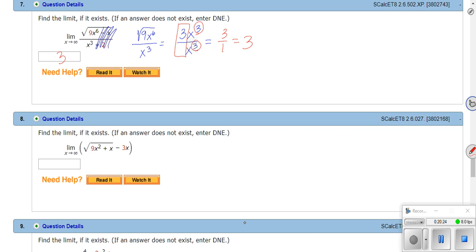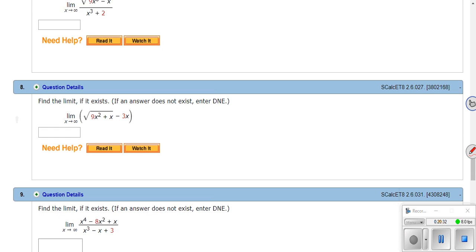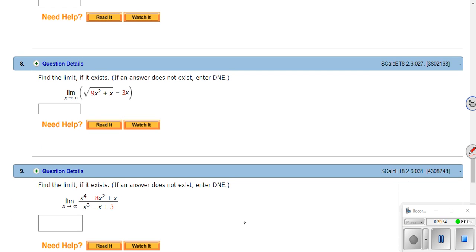Now number 8 is a little different animal, because we don't have a denominator, and we need one to figure out what overpowers the other. So first thing I'm going to do, since this is technically a binomial, and it's ugly because that whole first term is a radical, I am going to write this over the number 1, and then multiply the top by the conjugate.